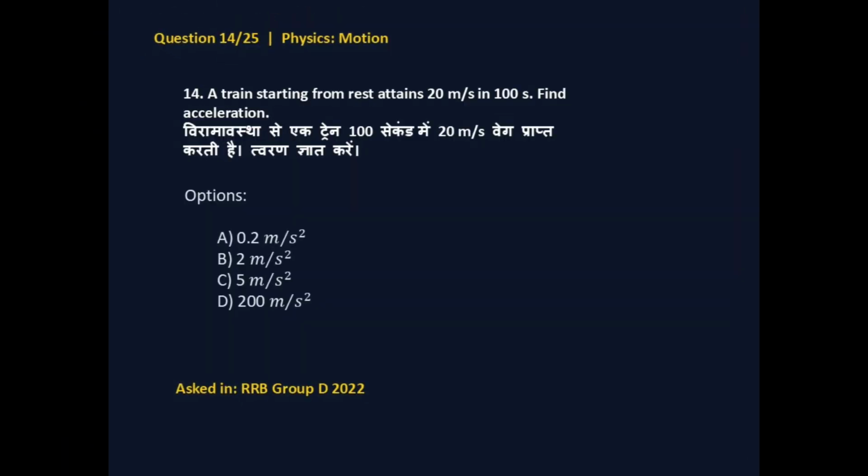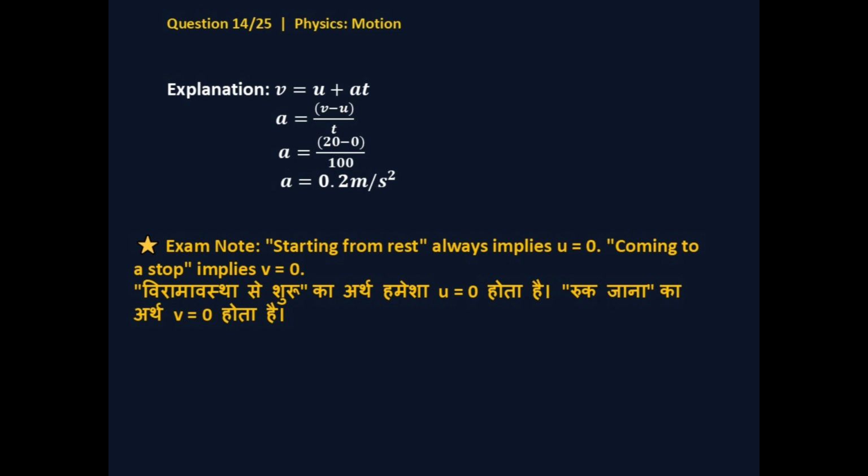Number 14. A train starting from the rest attains 20 meter per second in 100 seconds. Find the acceleration. The correct option is option A, 0.2 meter per second square, because there is an equation v = u + at, from which we can directly calculate acceleration. Here we can substitute v = 20 and u = 0, and t is already given in the question.